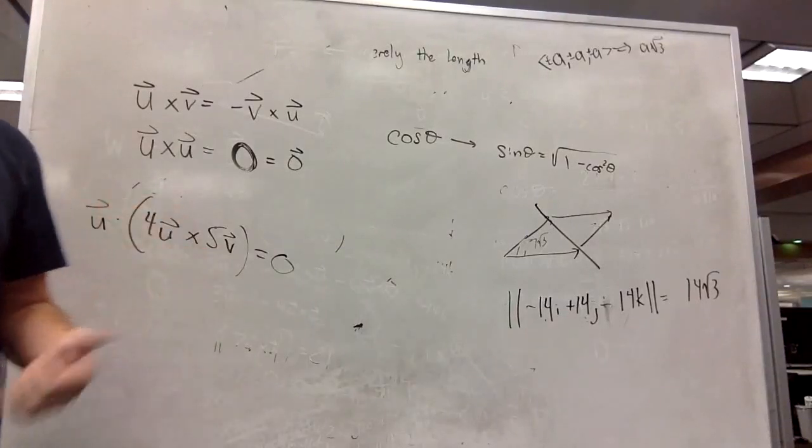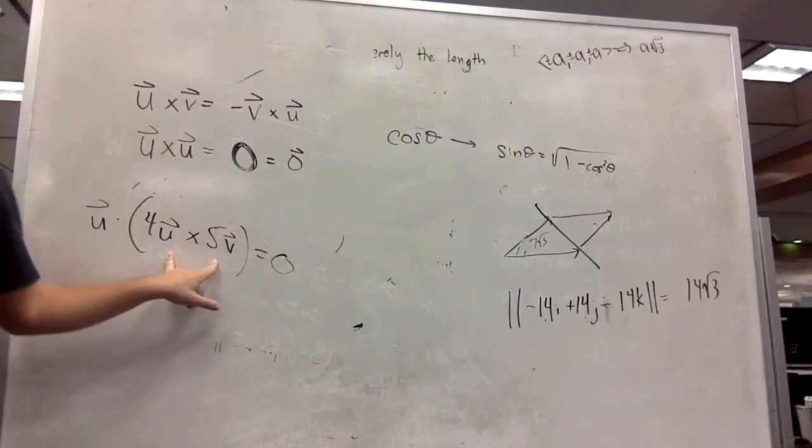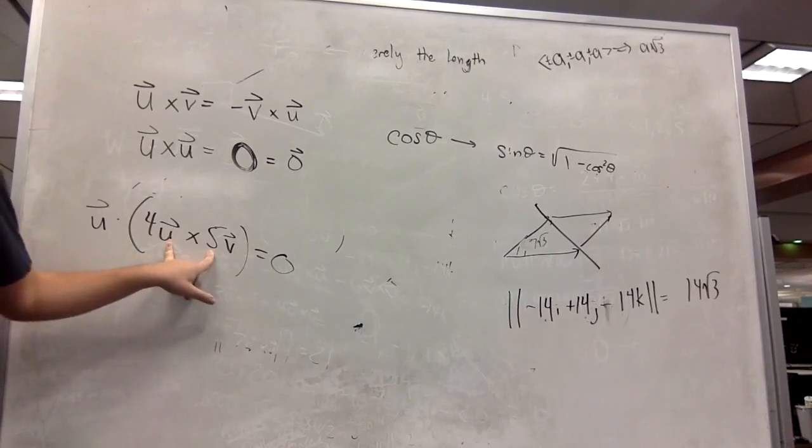U cross v gives you a vector that's perpendicular. Perpendicular to what? U and v. This vector will be perpendicular to u and v, right? Yes. U cross v gives you a vector that's perpendicular to both u and v.